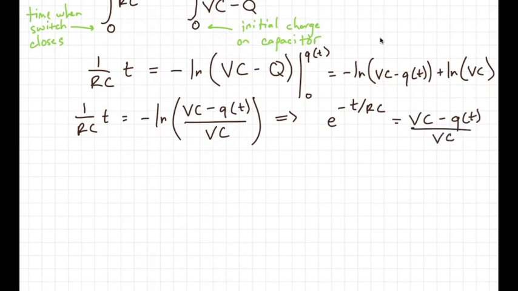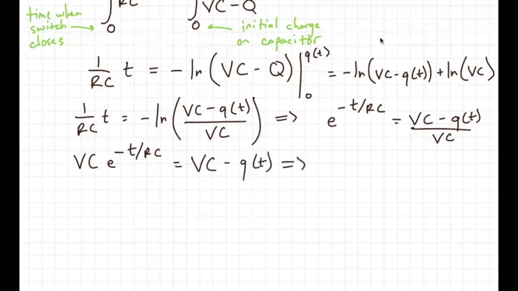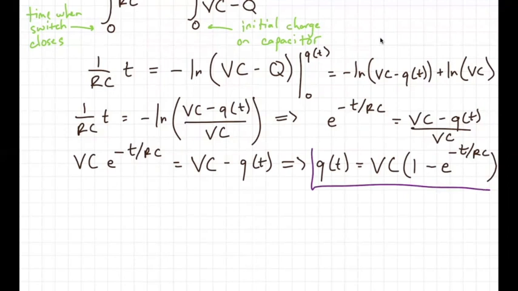And now the goal is to rearrange this so I get Q as a function of time here. So I'm going to do that. So I'll multiply both sides by VC. So VC e to the minus t over RC is equal to VC minus Q(t). So then moving Q(t) over and moving terms around, Q of t is equal to VC times 1 minus e to the minus t over RC. This is our result, or a result, one of our results.